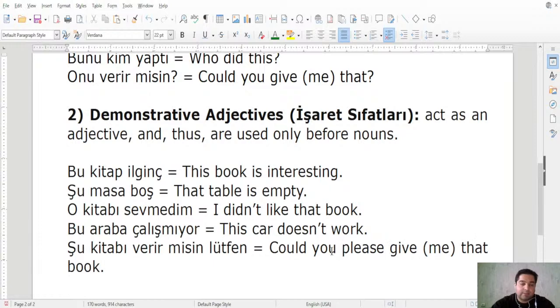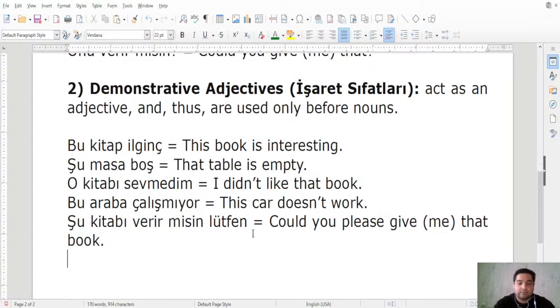And the last one, let's examine one more example for o as an adjective. O toplantıya katılmadım. O toplantıya, toplantı is meeting. Toplantıya means to meeting, okay, which is a dative case. We add an ending here, toplantıya, to meeting. O toplantıya katılmadım. I didn't attend. Katılmak is to attend, okay.